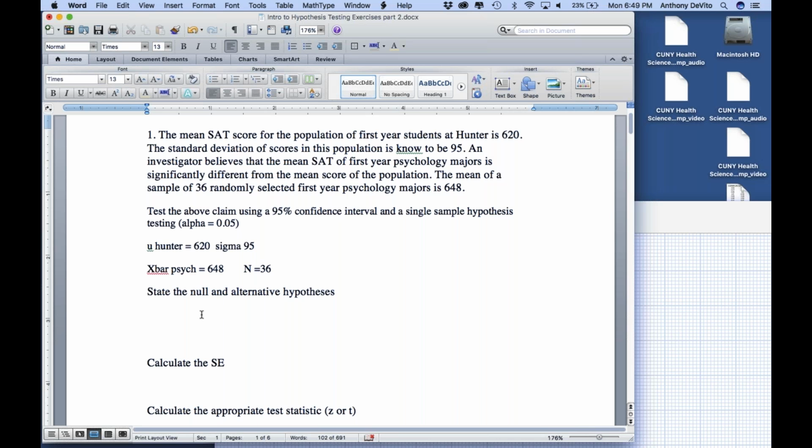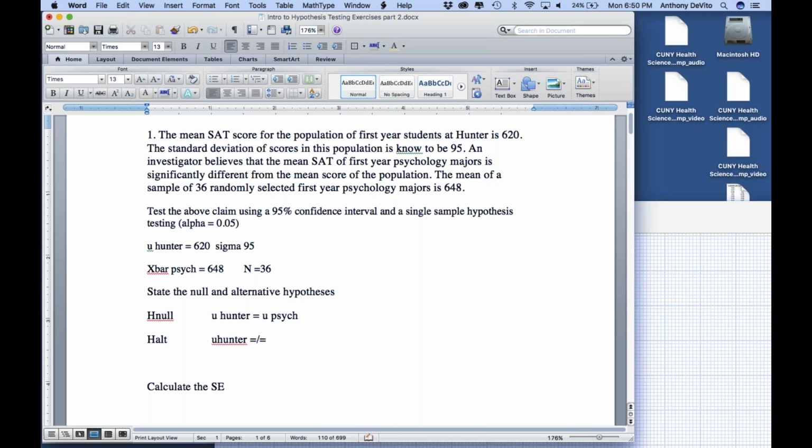So we're going to say the mean for Hunter students is equal to the mean for Hunter psych majors. That's an equality. Notice I use mu for both of those, because in our hypothesis we're not interested in proving that the means of samples are different, since we can see what the sample means are. We're interested in the entire population. So our null hypothesis, H null, is no difference, that the two means are equal. And our alternative hypothesis is that the two means are not equal to one another.